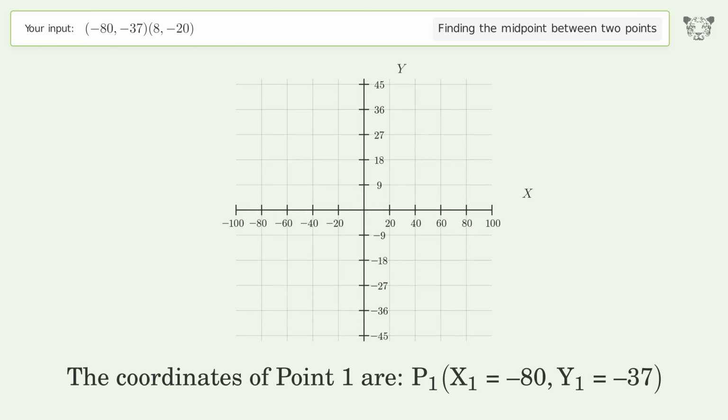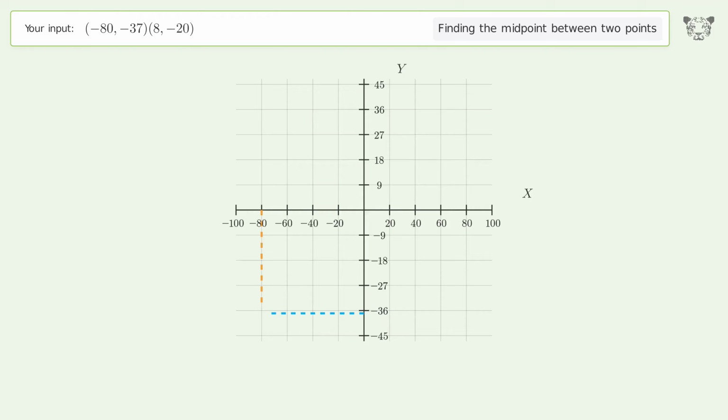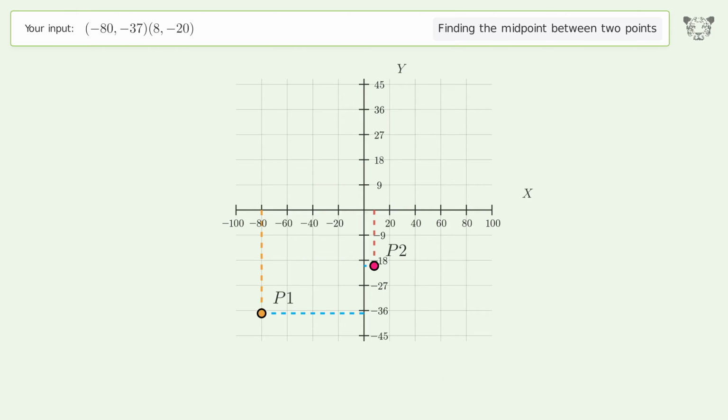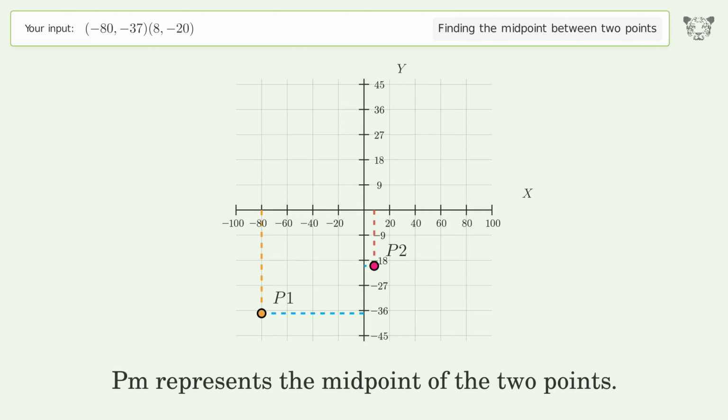The coordinates of point 1 are, x1 equals -80, y1 equals -37. The coordinates of point 2 are, x2 equals 8, y2 equals -20. PM represents the midpoint of the 2 points.